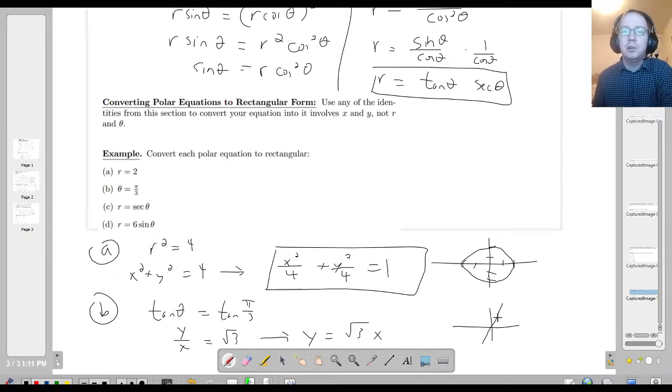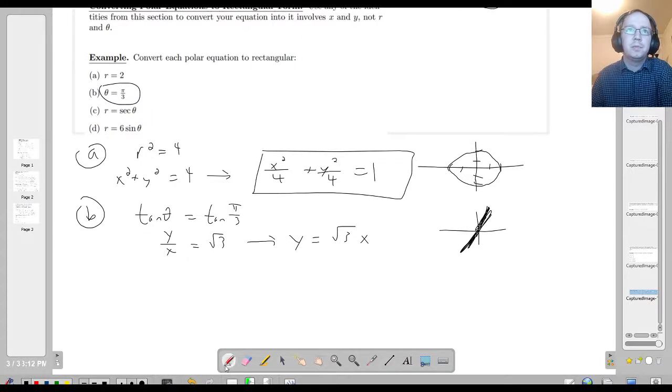Okay, also if you think about it, this represents all the points where theta is equal to pi over 3. So if I did all the positive radii at pi over 3, that would be that side. All the negative radii would be that side. Yeah, it does form that line, so that kind of makes sense. Okay, so let's try another one.